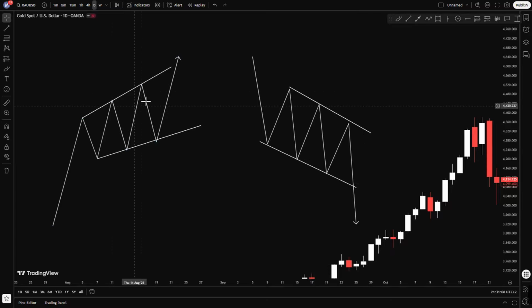So let's take a look at an example right here. In a bullish structure, price keeps making higher highs and higher lows. The ones at the top are higher highs because price keeps making a high that is higher than the previous high. This is the high and the next high is higher than the previous high, which makes it a higher high.